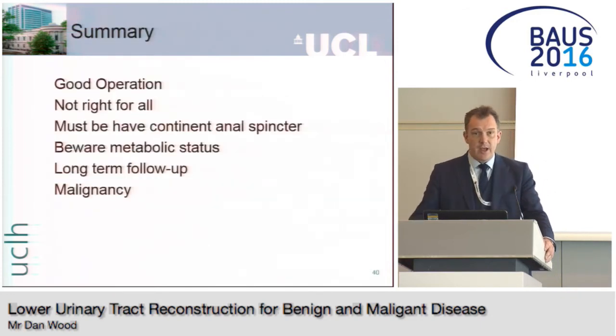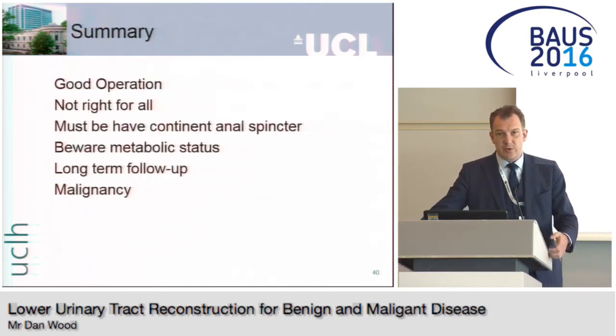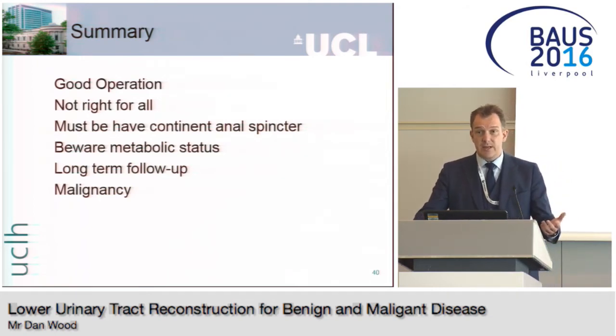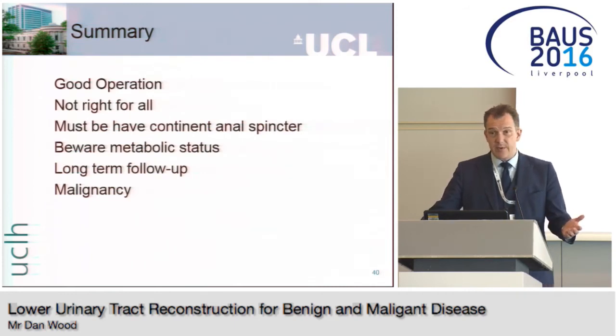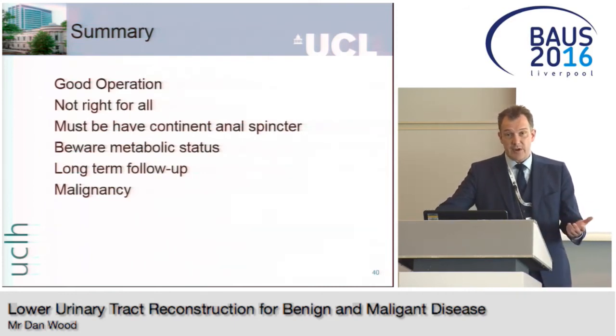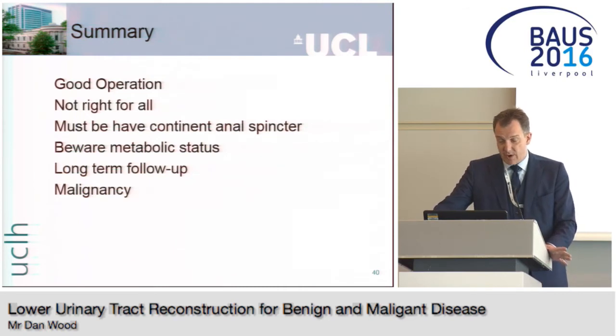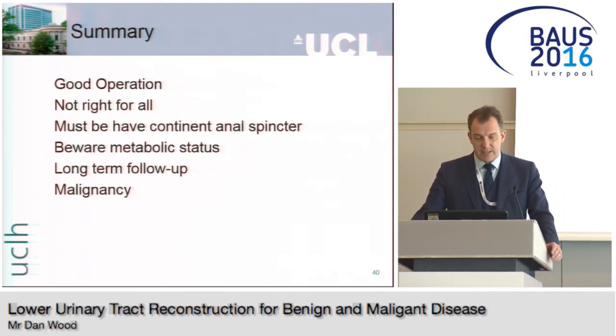So in summary, when you come to talk about uretero-sigmoidostomy or the MAINZ 2 reconstruction, it is a good operation. It has fallen out of favour because lots of people don't like the dual stream element, but it has the advantages of avoiding a bag and avoiding a catheter, so in some environments and for some patients, it's a very applicable reconstruction. It's not right for all. You absolutely must have a continent anal sphincter, and you need somebody who will watch you from the point of view of your metabolic status and your malignant risk as part of long-term follow-up. Thank you very much.